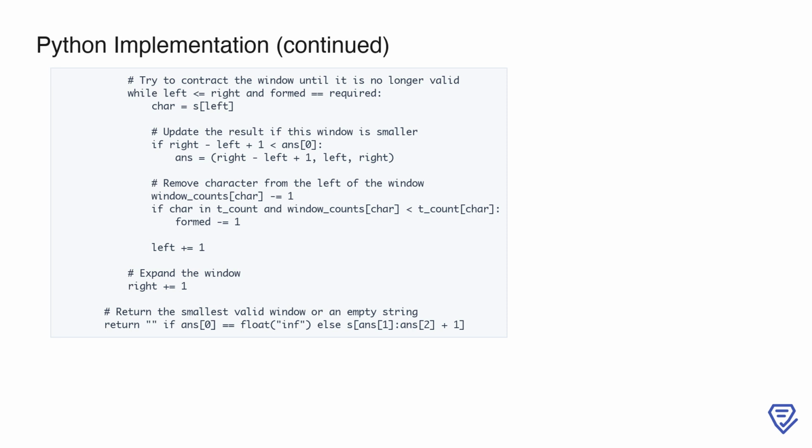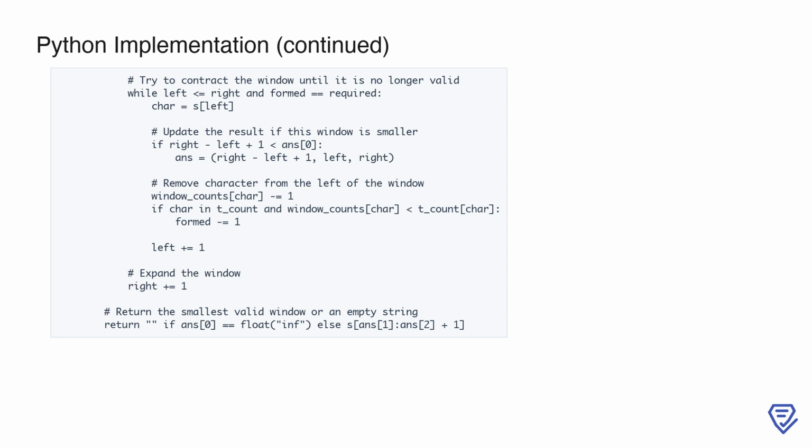Inside this inner loop, the character at the left pointer is examined, and if the current window is smaller than the previous best, the ANS tuple is updated with the new window size and indices. Then, the character at the left pointer is removed from window_counts, and if this causes the count of that character to drop below its required frequency in T_count, we decrement formed to indicate that the window is no longer valid. The left pointer is then moved one step to the right to continue contracting the window. After exiting the inner loop, the right pointer is incremented to expand the window and continue exploring the string S.